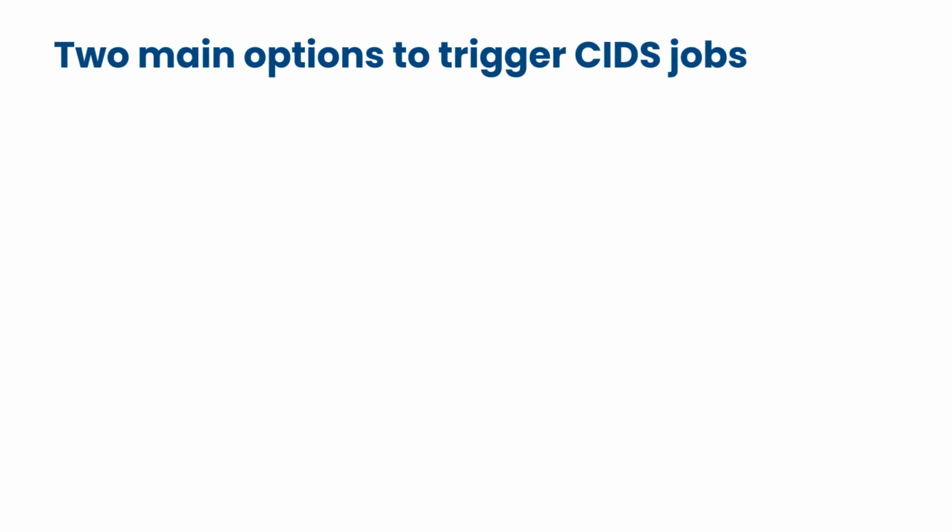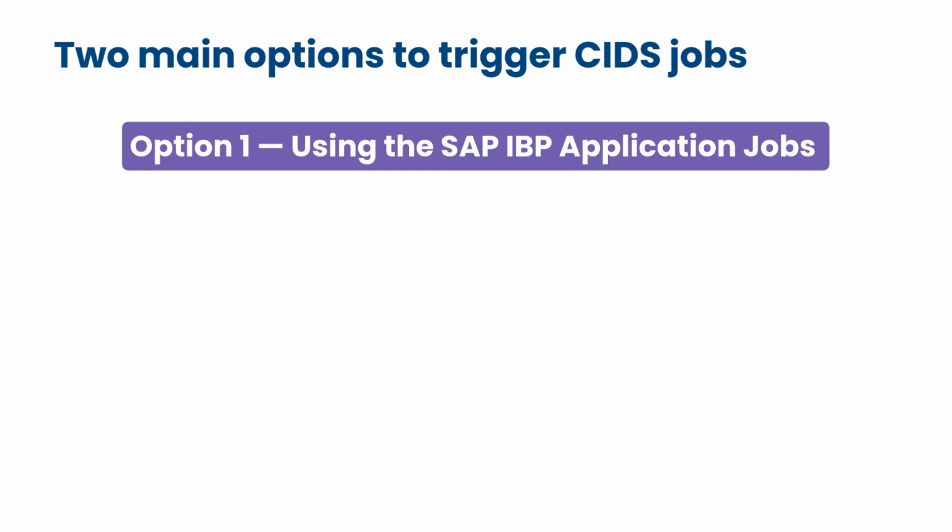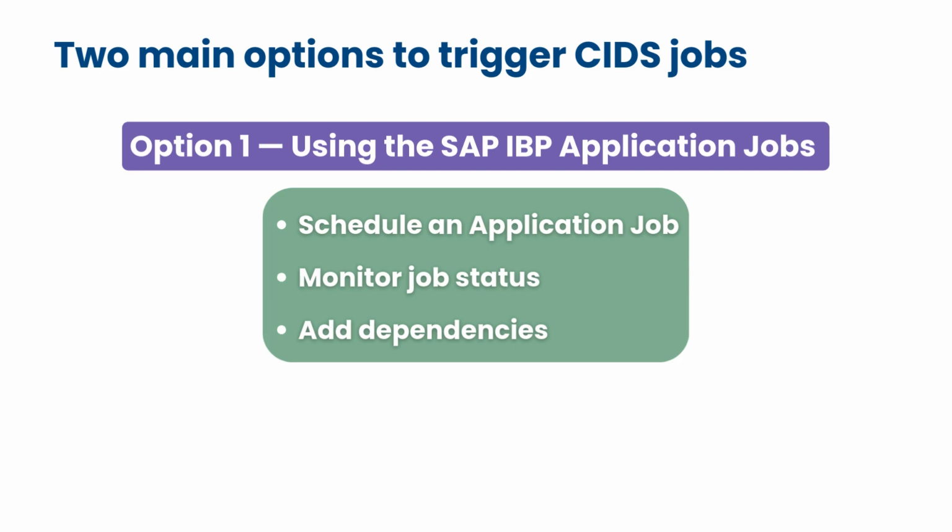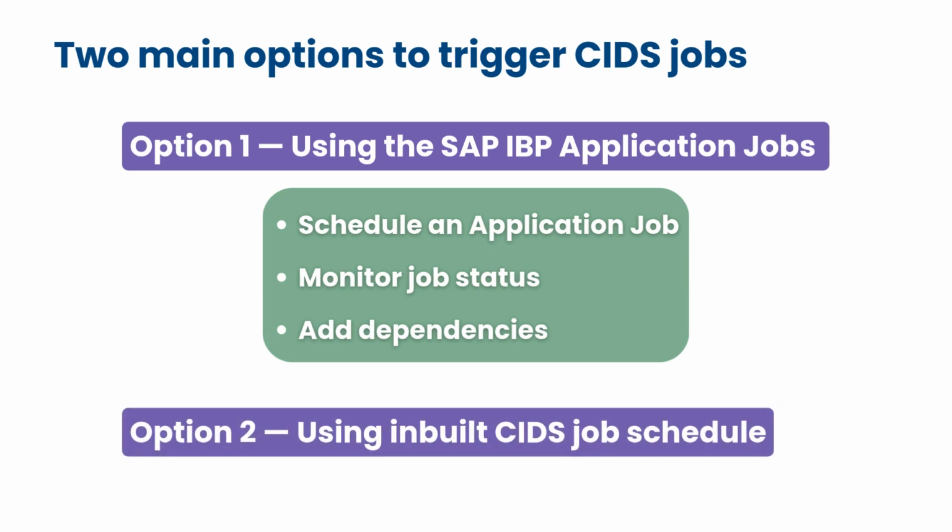Can CIDS do real-time integration? No. CIDS is strictly batch. For real-time use CPI or direct API calls. How to trigger CIDS jobs from SAP IBP? There are two main options to trigger CIDS jobs. Option 1, using the SAP IBP application jobs, most common. Using SAP IBP application jobs, you can schedule an application job, monitor job status, add dependencies. Option 2, using the inbuilt CIDS job schedule.